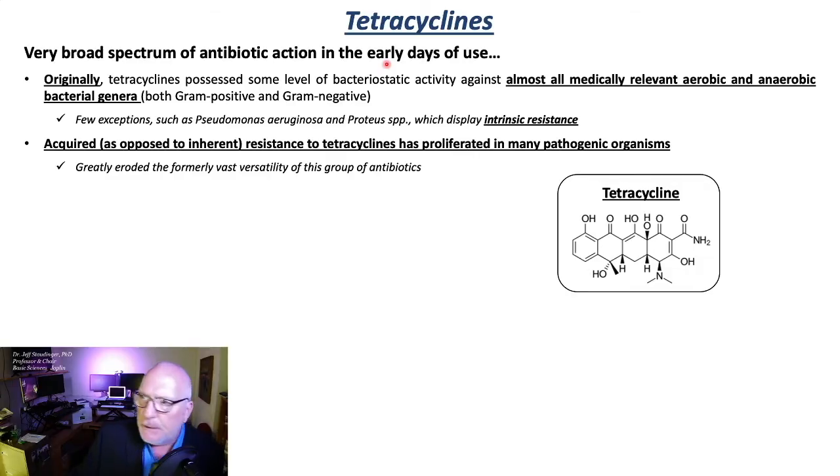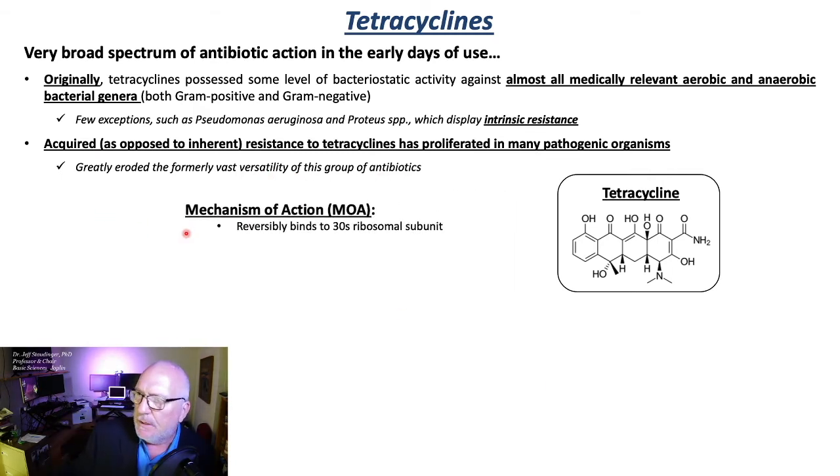Let's talk about the tetracycline group of medications. In their very early days of use, they were very broad spectrum, possessing bacteriostatic activity against almost all medically relevant aerobic and anaerobic bacteria, both gram-positive and gram-negative. There were a few exceptions in those early days, to include Pseudomonas aeruginosa and members belonging to the Proteus genus. These bacteria display intrinsic resistance, even in the early days. Through non-judicious use through time, many bacteria acquired resistance to tetracyclines, and that has greatly eroded the formerly vast versatility of this group of antibiotics.